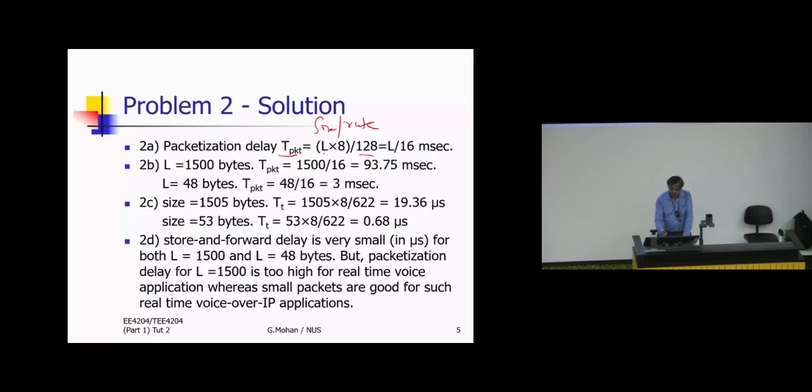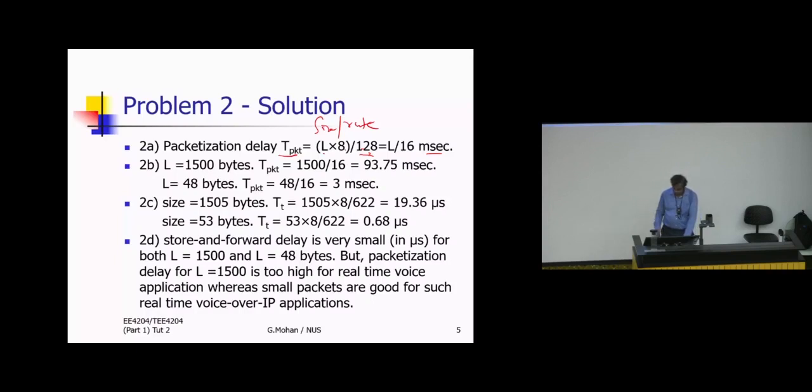And so L bytes means L into 8 bits, over 128 kbps. So this translates to milliseconds. Okay, L is in the numerator, K is in the denominator, so the result is in milliseconds. Note that this rate is not the data rate or transmission rate. It's a representation of the sampling or encoding rate. Similarly, real-time video also has some kind of encoding rate.